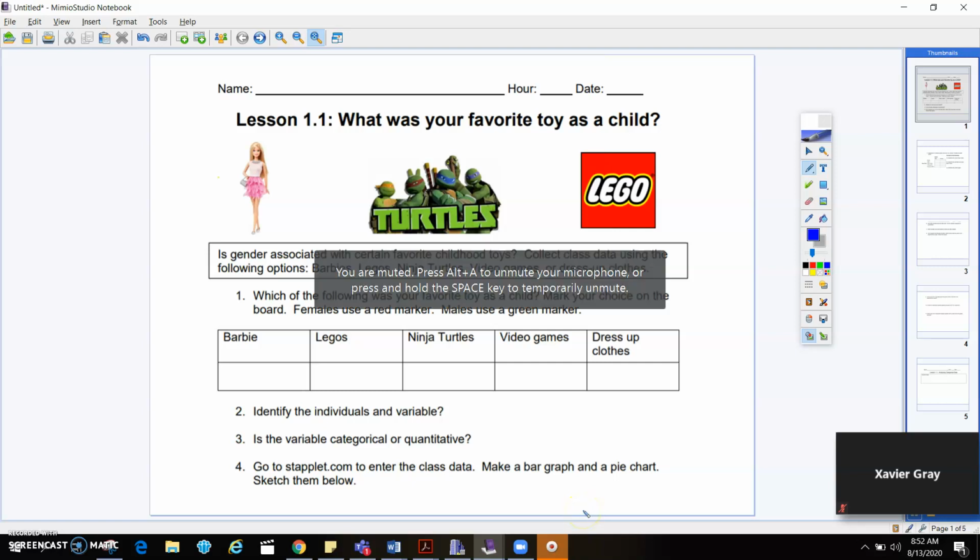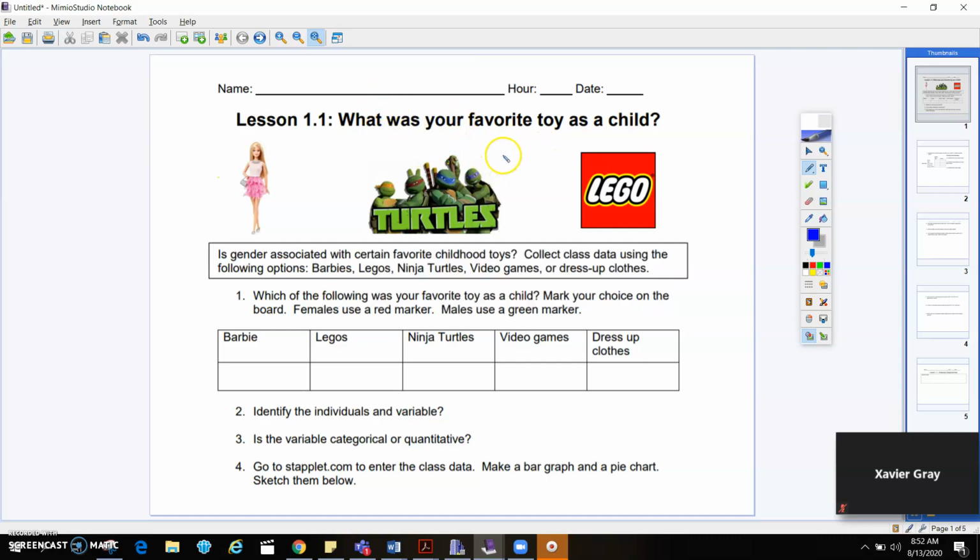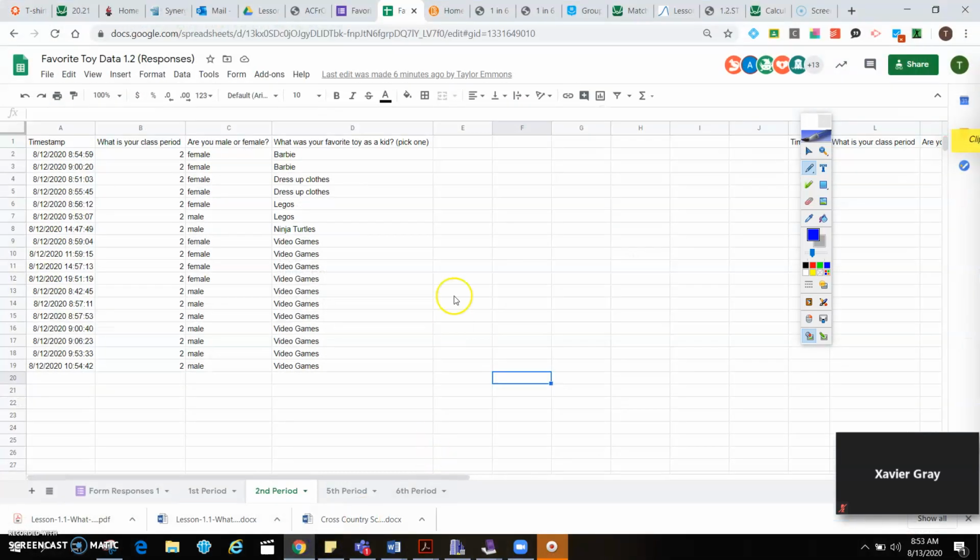Alright, so this was the lesson from August 13th. It asked, what was your favorite toy as a child? Now, I don't know about y'all, but these are some types of toys that we used to play with. That being said, we pulled some data, and we're going to use the second period data just as an example. So if you're from a different class period, that's okay. It's probably just a little bit different.